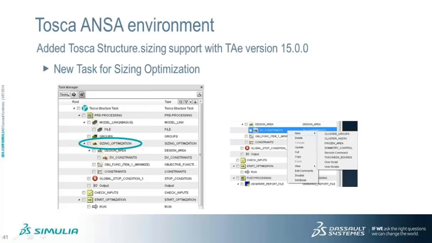So new within this version of Tosca's environment is the integration of the new sizing module, as I already told you. Here you have, with the same logic as a new task, the complete sizing tree available, where you have all the features to define in the same logical way. When you're familiar with the Tosca environment and with topology optimizations, it's really straightforward to define your sizing optimizations. The terms are the same.